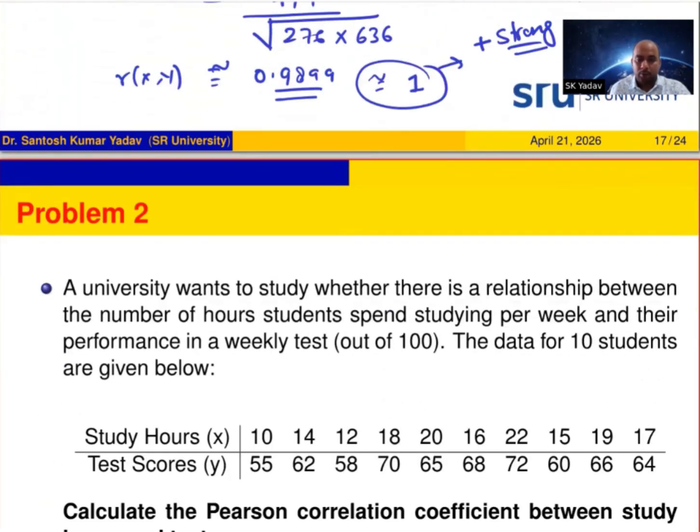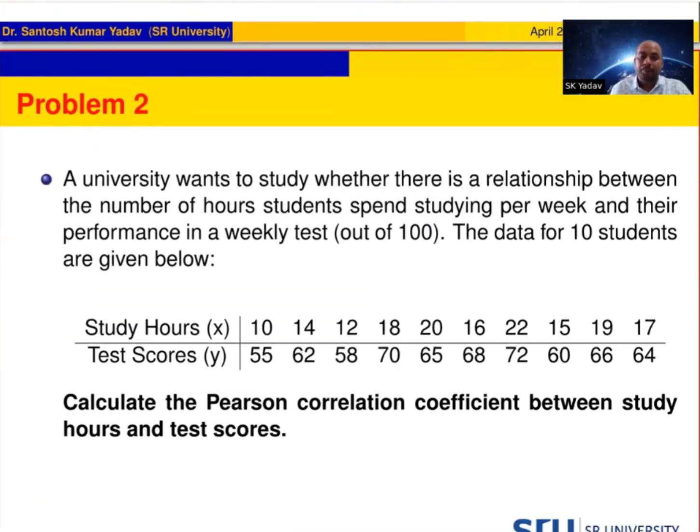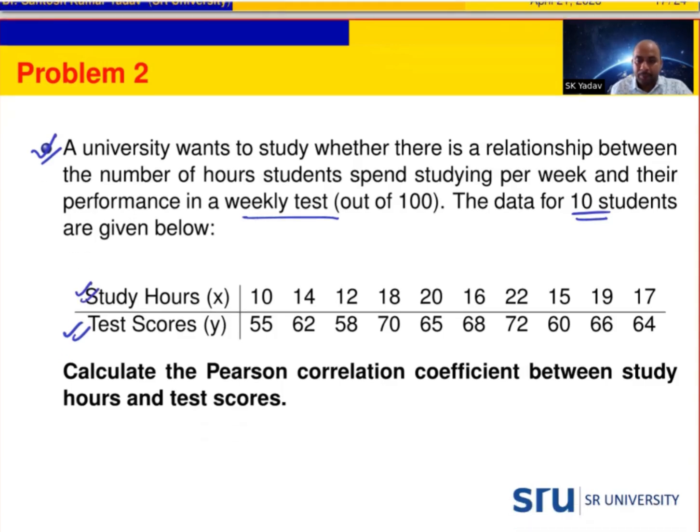So this is the one problem, and the second problem I have taken here, and this is particularly taken keeping in mind which formula you are going to use. So a university wants to study whether there is a relationship between the number of hours students spend studying per week and their performance in a weekly test out of 100. So data for 10 students are taken here, and you can see test scores are the number, and these are the number of hours per week studied. So what kind of correlation can you expect from this data?